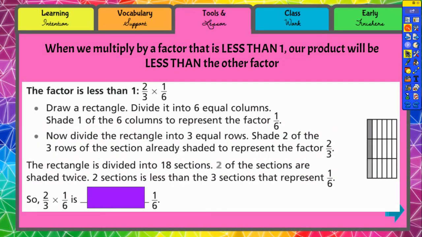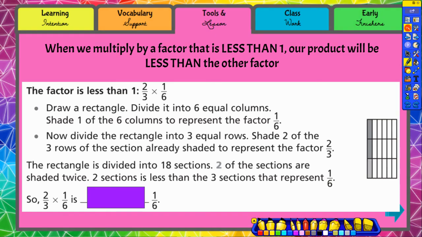And then finally, when we multiply by a factor that is less than 1, our product will be less than the other factor. So for this situation, I am starting with 2/3 and I'm multiplying it by 1/6. I know that 1/6 is less than 1 whole. So I can start with 1 whole. And here is my 2/3, if I wanted to take my 2/3, right? Here's my 2/3, but I'm only going to take 1/6 of each third, okay? So I'm going to take 1/6 of each third, which is going to leave me with 2/18.